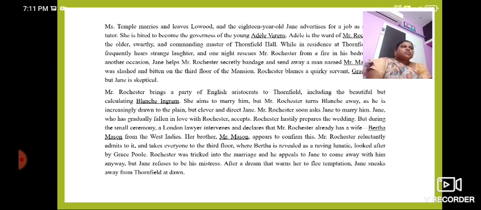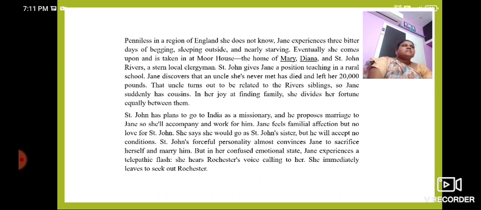Rochester was tricked into their marriage, and he appeals to Jane to come away with him anyway, but Jane refuses to be his mistress. After a dream that warns her to flee temptation, Jane sneaks away from Thornfield at dawn. Penniless in a region of England she does not know, Jane experiences 3 bitter days of begging, sleeping outside, and nearly starving. Eventually, she comes upon and is taken in at Moor House, the home of Mary, Diana, and St. John Rivers, a stern local clergyman.